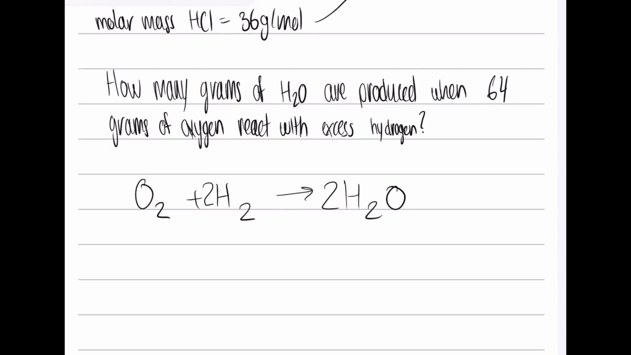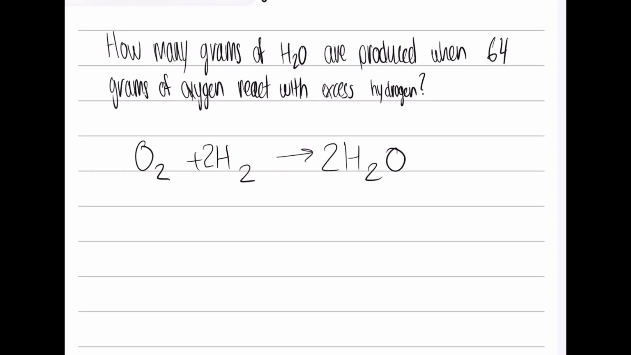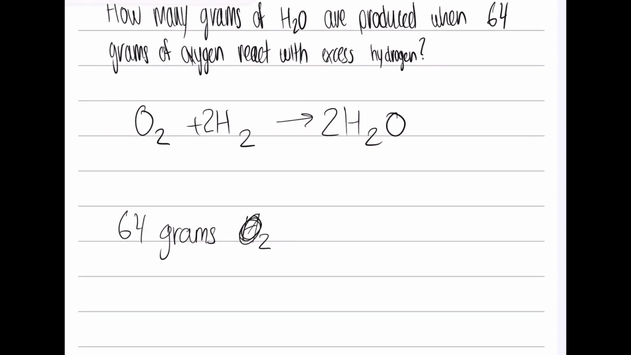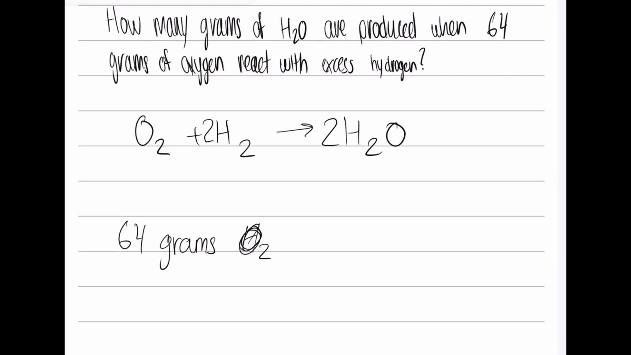So how many grams of H2O are produced when 64 grams of oxygen react with excess hydrogen? So what we have to do is convert the 64 grams of oxygen, of O2, to moles. And why do we do this? When we convert to moles, then we can easily convert to moles of the product, right? And then when we convert to the moles of the product, we can easily go back using the molar mass of this to go back to the mass.